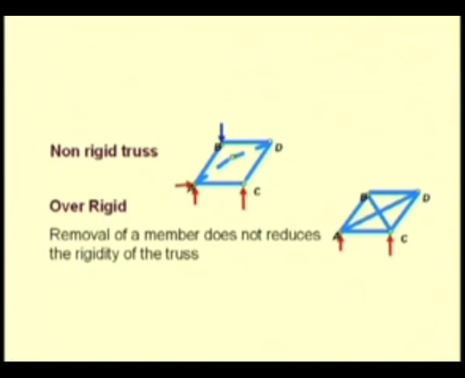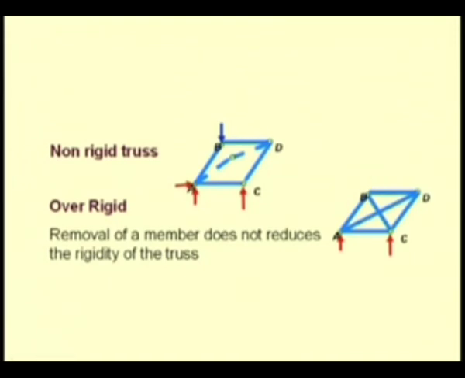Here we see an example of an over rigid truss. And in an over rigid truss, the rigidity of the structure is not affected even if we remove, let us say, one of the elements. Let us say if we remove this element BD, then also we see that the structure does not deform under the action of any load, let us say at D or at B.